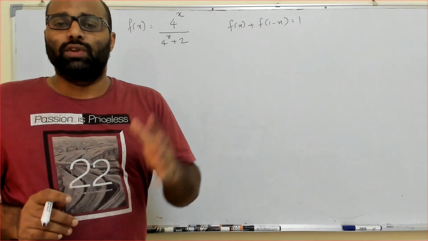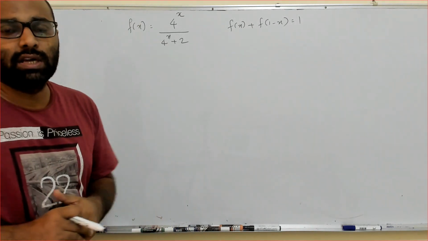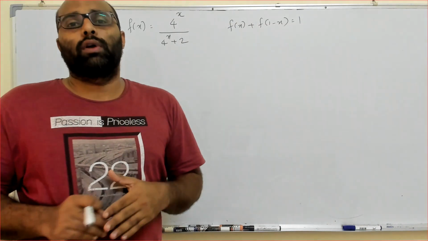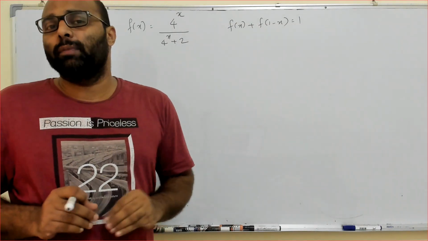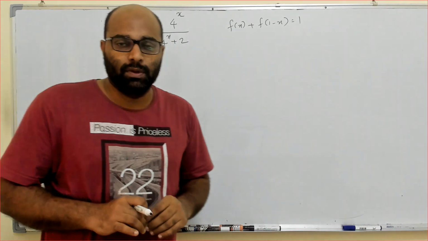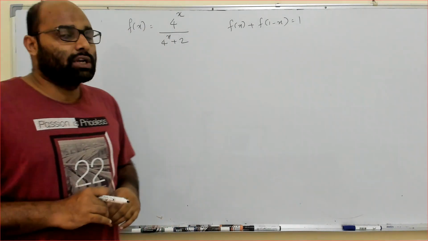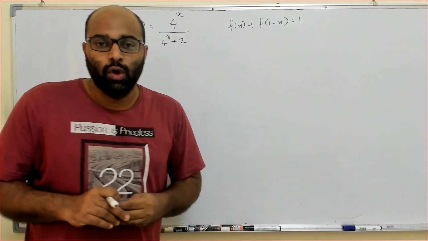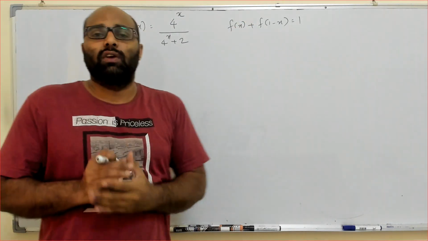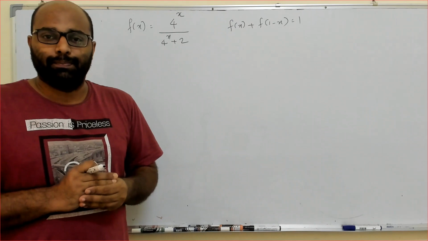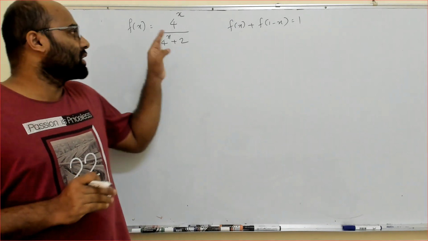Hi, in this section we are discussing the grade 11 relations and functions chapter. Some important questions, especially "prove that" type questions. So already I wrote one question. If f of x equals 4 raised to x by 4 raised to x plus 2, prove that f of x plus f of 1 minus x equals what? 1. Very simple only. This is the given condition.